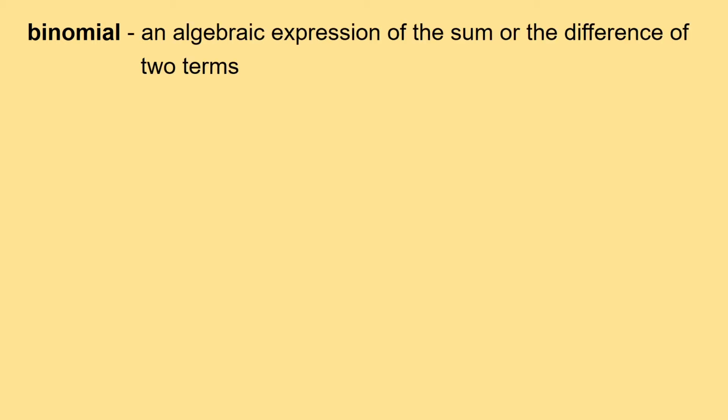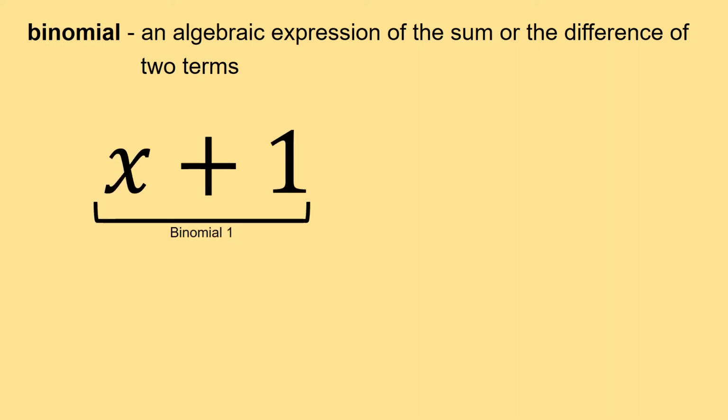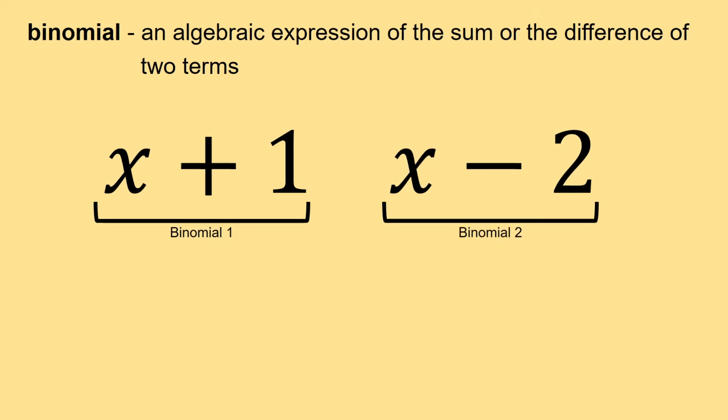FOIL. First, outer, inner, last. We use FOIL when working with binomials. If you recall, a binomial is an algebraic expression of the sum or difference of two terms. Here, x plus 1 is one binomial, and also x minus 2 is another binomial.